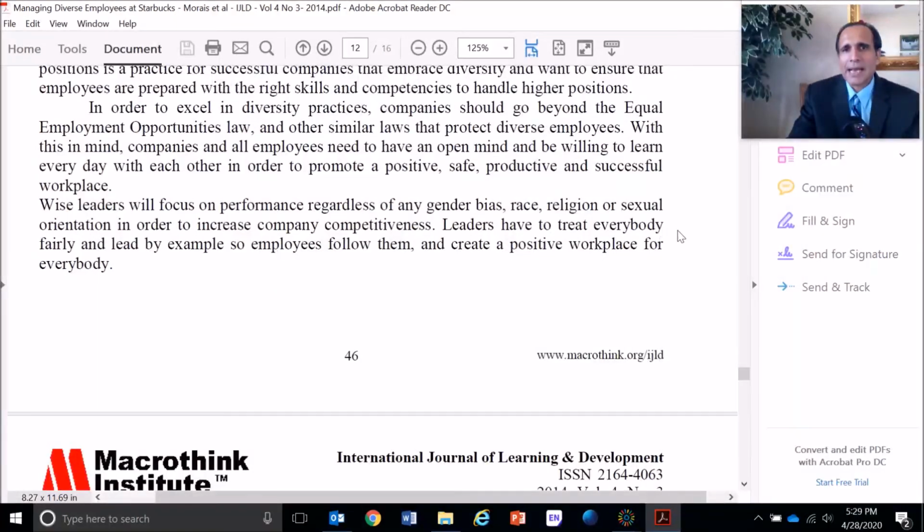You see on the last article under the conclusion recommendations, the authors mention wise leaders will focus on performance regardless of any gender bias, race, religion, or sexual orientation in order to increase company competitiveness. Leaders have to treat everybody fairly and lead by example so employees follow them and create a positive workplace for everybody.